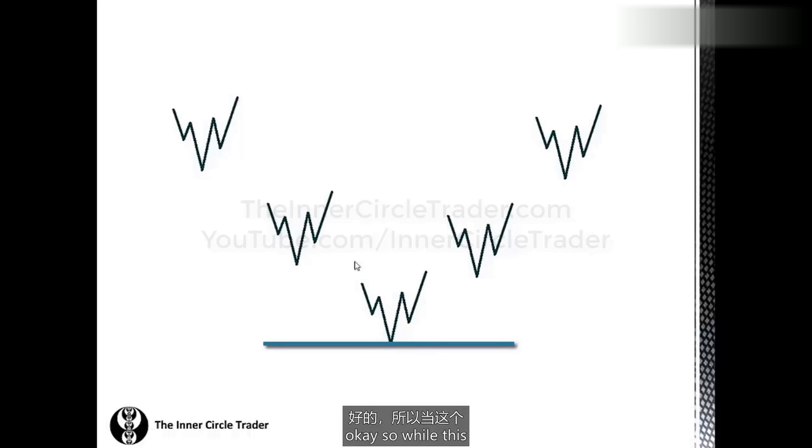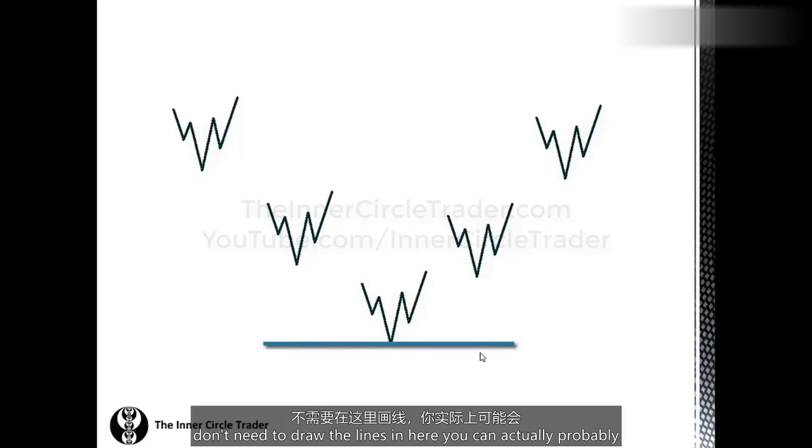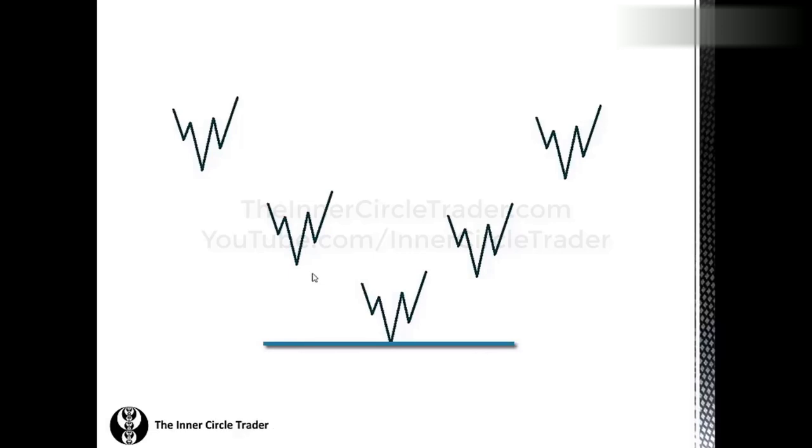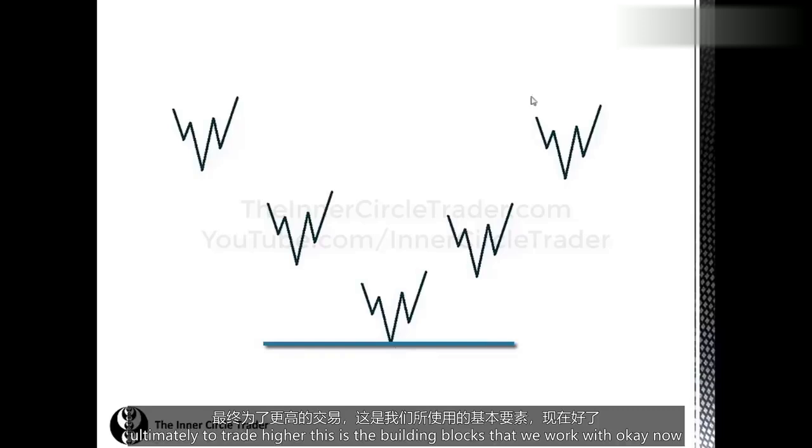Okay, so while this diagram is fragmented, think of in terms of the market maker profiles that I just recently shared with you guys this year. You see that same premise here as well. I don't need to draw the lines in here. You can probably remember by the way the profile was given to you. You can actually see it in here. Okay, so as price is engineered to go lower down into a support level, ultimately to trade higher, these are the building blocks that we work with.